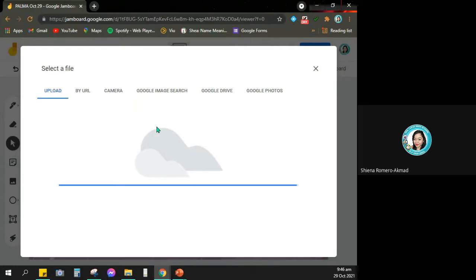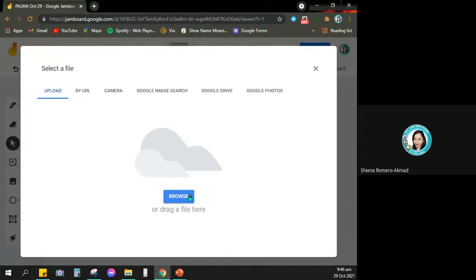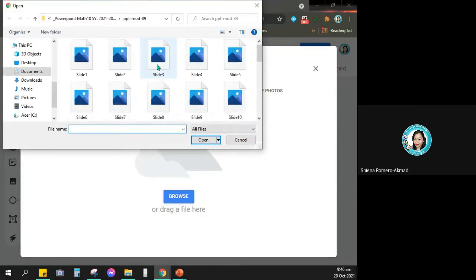So mag-CR muna kayo bago tayo magsagot. I'll give you 2 minutes para mag-CR, uminom ng tubig, huminga nang malalim. Ayan, para di kayo ma-stress. Galaw-galaw para di ma-stroke.